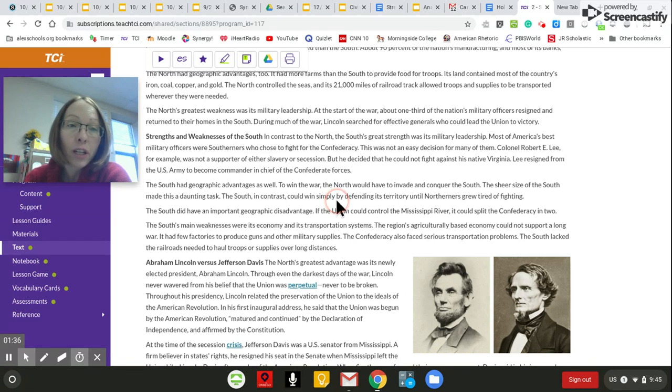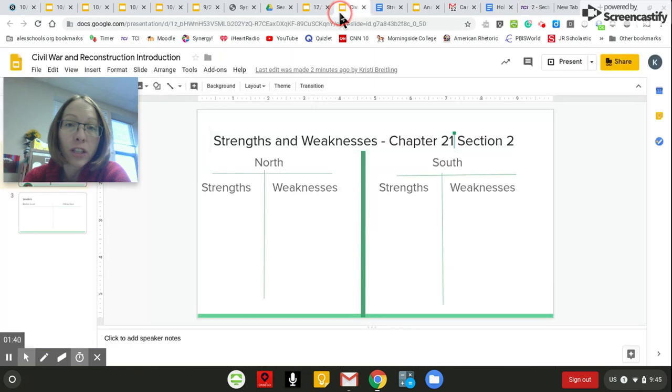So after you read it, I want you to jot down several things that describe the strengths and weaknesses of each side. You should have a couple for each. Probably more strengths north and more weaknesses south, and a couple in these two middle columns. So go ahead and pause this video and do that right now.